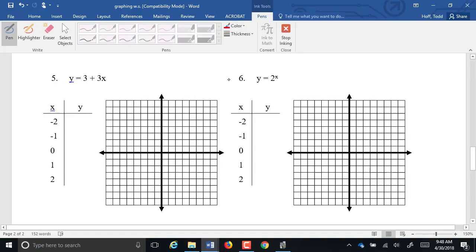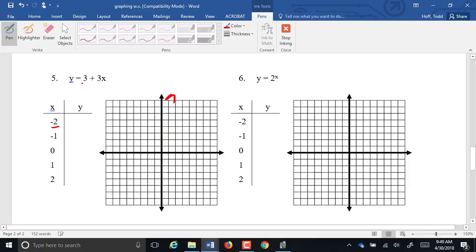So number 5 isn't so bad. What'd you get from number 5? What's that? Almost done with it? Looks something like that. Okay, that's what it should look like.